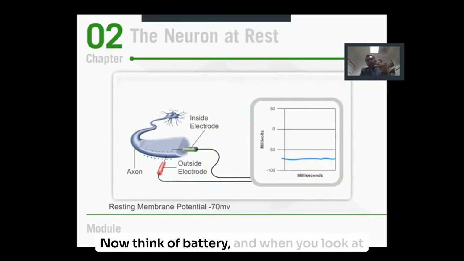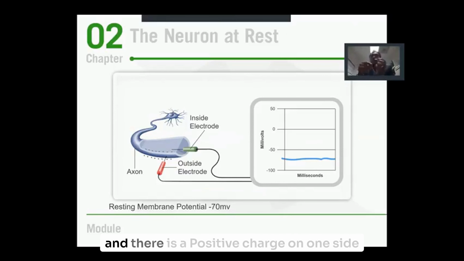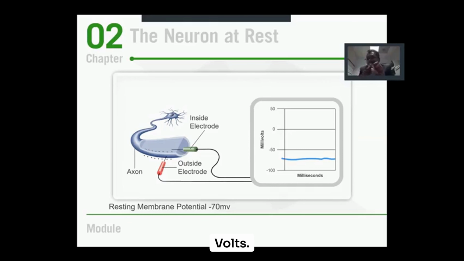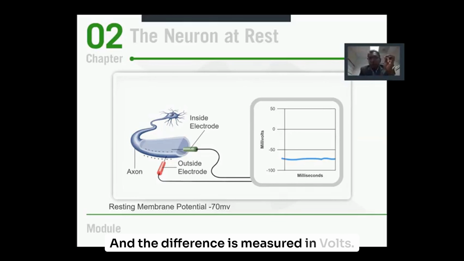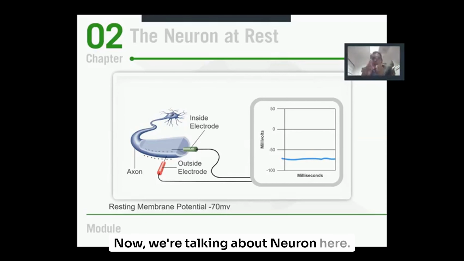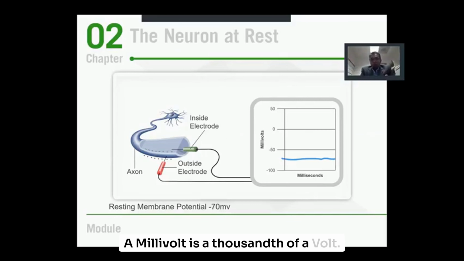Now, think of a battery. Let's look at this one. This is a battery, and there is a positive charge on one side and a negative charge on the other side. And if you look at it carefully, it says 1.5 volts. That means there is a potential difference in charge between these two points, and the difference is measured in volts. It's 1.5 volts. Now we're talking about a neuron here, so the potential difference is not that big. It is in millivolts. A millivolt is a thousandth of a volt.